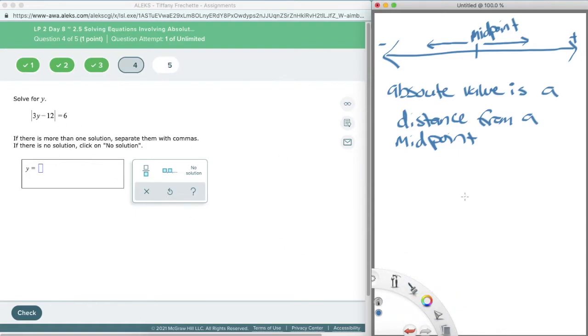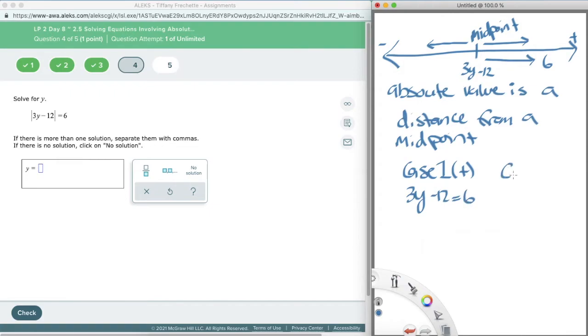It's going to be somewhere else. So now our midpoint, we can just simplify that and say that is our midpoint, 3y minus 12. So with this one, I'm going to have case 1, which is positive. So we're going to move to the right 6 units. Okay? So this is case number 1, where I have my midpoint equaling my distance.